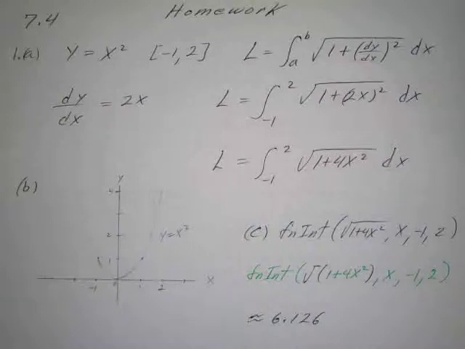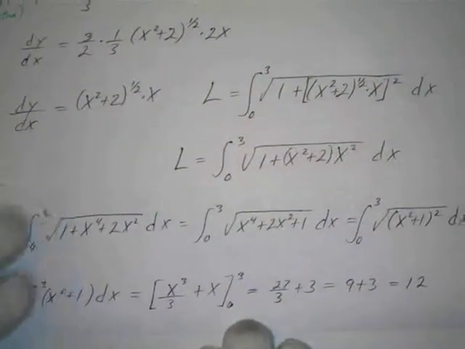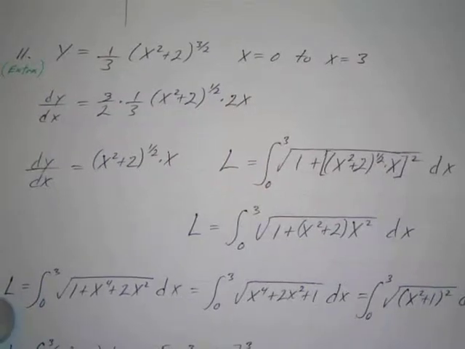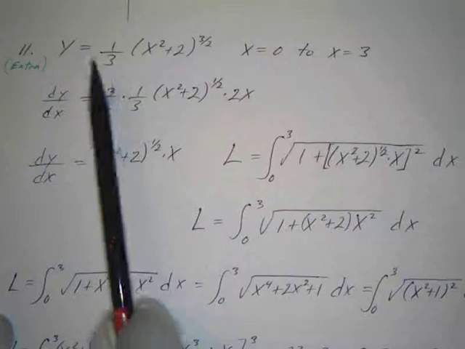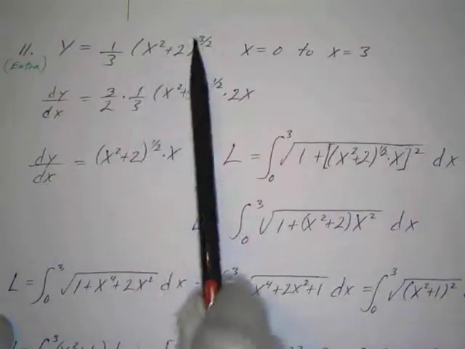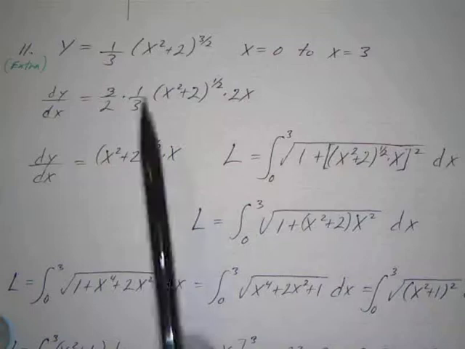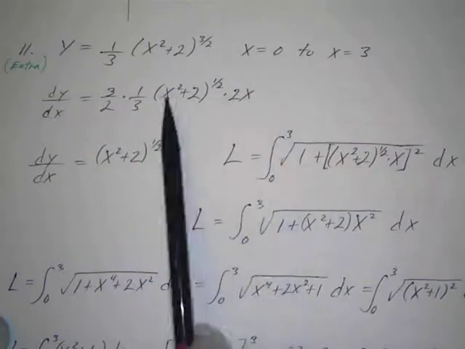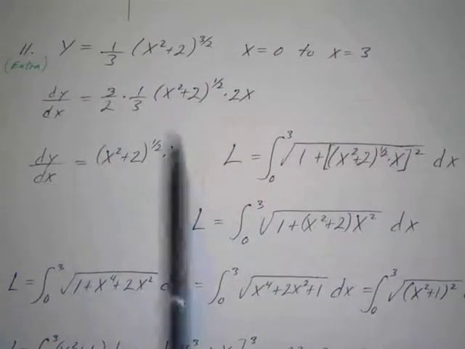And let's see if we can get one more in. This was number 11, and they wanted you to do this analytically, so those are a little bit more fun. So this is an extra problem. I did it by mistake, so I just finished it up because they're not too hard. So y was this function, 1/3 x squared plus 2 to the 3/2 from 0 to 3. So we want to find dy dx. And that's just going to be 3/2 times 1/3 x squared plus 2 to the 1/2 times the derivative, which is 2x. And these 2's cancel, so this is my dy dx.